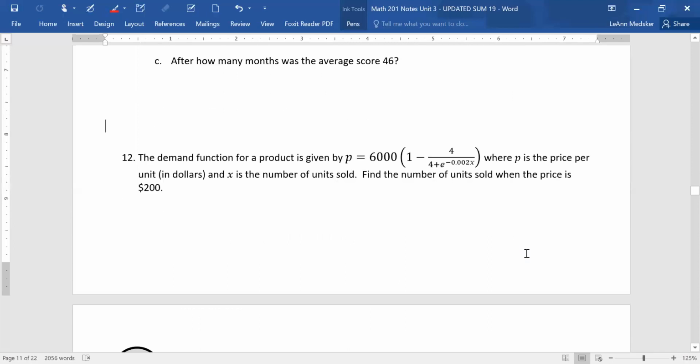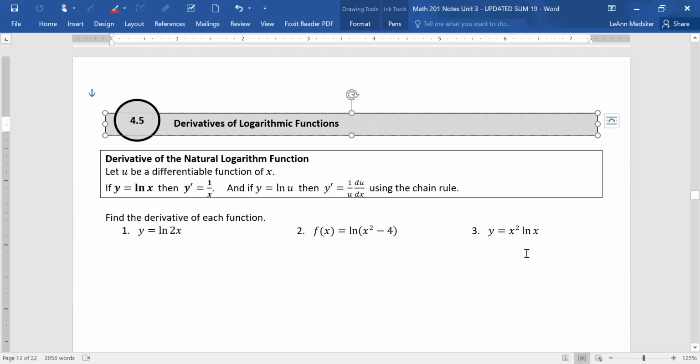So I'm going to skip down to 4.5. And I'm just going to do a few of these. This is just introducing the idea of the derivative of the natural log. We'll do a bunch of these together, of course, in class. So it says if you have a natural log of x, then its derivative is 1 over x.